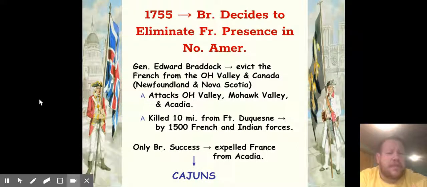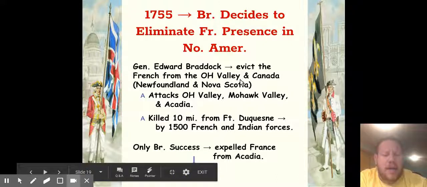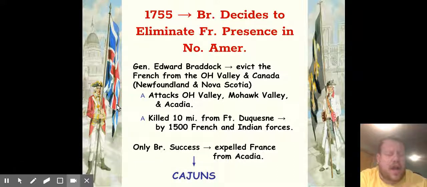What Britain decided to do in 1755 was to eliminate all French presence in North America. So as this conflict went on, you have General Edward Braddock, who was brought over from England, and he basically walks in with British redcoats and starts getting rid of people. Pretty much, he's trying to do as best he can. And so he tries to evict the French from the Ohio Valley and Canada. He attacks the Ohio Valley, Mohawk Valley, New York, and Acadia, which is going to be eastern Canada.